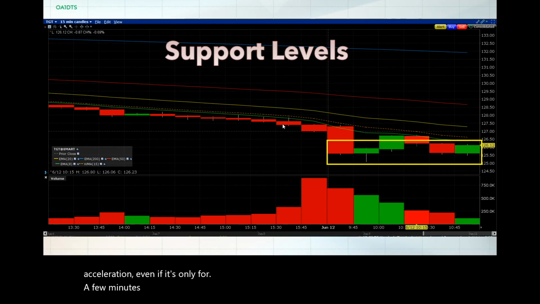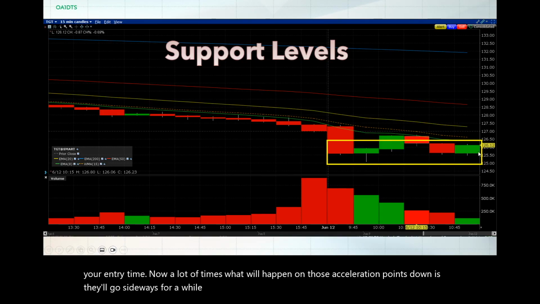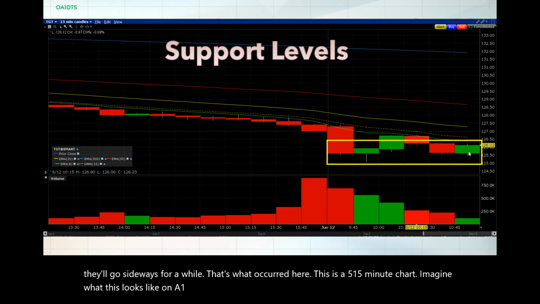You should see an acceleration down. That's when you would start looking for your entry time. Now, a lot of times what will happen on those acceleration points down is they'll go sideways for a while. That's what occurred here. This is a 15-minute chart. Imagine what this looks like on a 1-minute chart. That's when you hear me saying things like, I think there's a pivot forming.